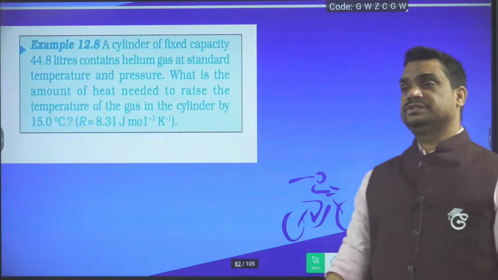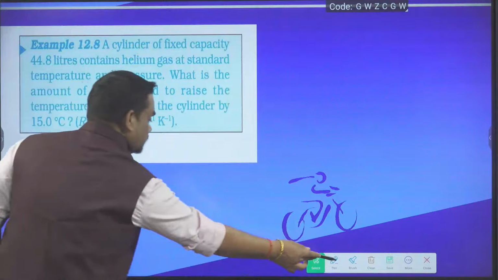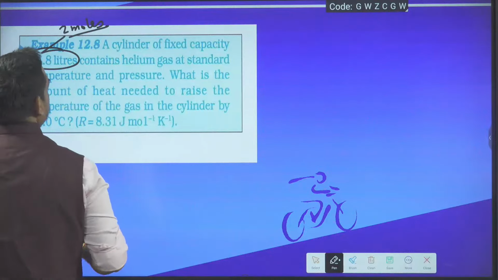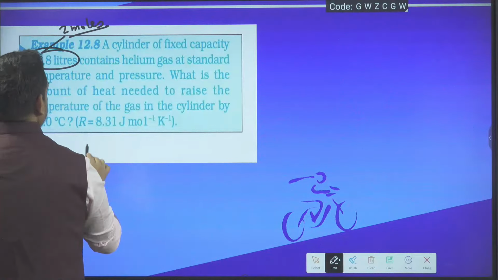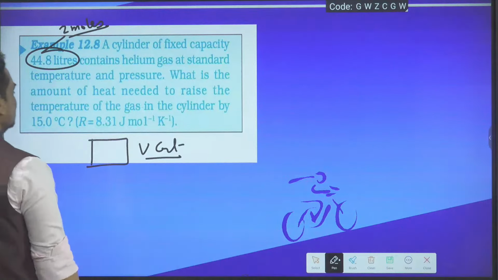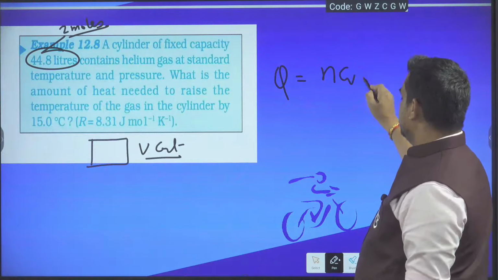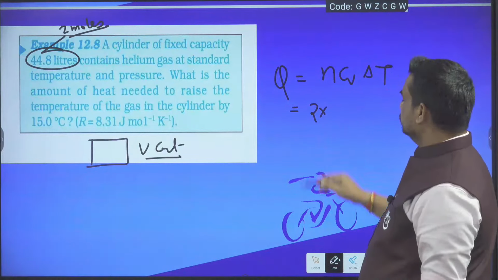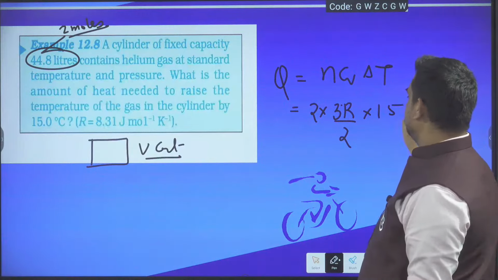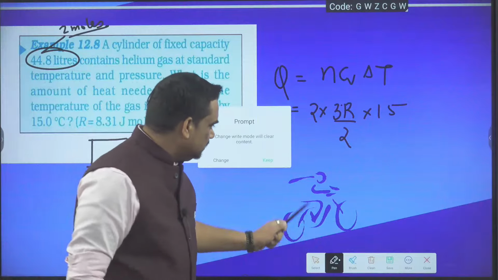A cylinder of fixed capacity 44.8 liter means how many moles are there? You can see here in this one, this is the 2 moles. And they are asking that okay, in a fixed capacity means volume is constant. They are asking amount of heat needed to raise the temperature by 15 degrees Celsius. So we can say Q, I will use here formula, n CV delta T. n is the 2. CV for the helium, I will use 3R/2. Delta T is 15. Can you do the calculation? Calculation can be done. Okay, easy question.